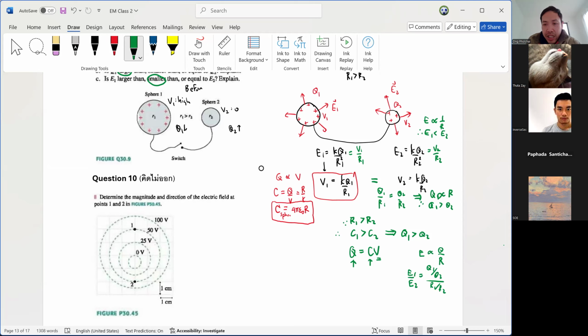And we know that Q1 over Q2 will be R squared, right? Sorry, I forget the formula. So ratio-wise, Q1 over Q2 will be R1 over R2, right? So in the end, it will be R2 over R1. Because R2 is less than R1, we have E1 less than E2, just as our answer before. So this is an alternative way to solve this problem.